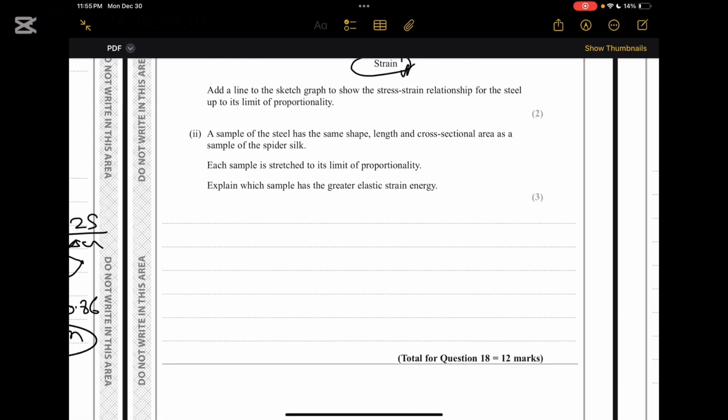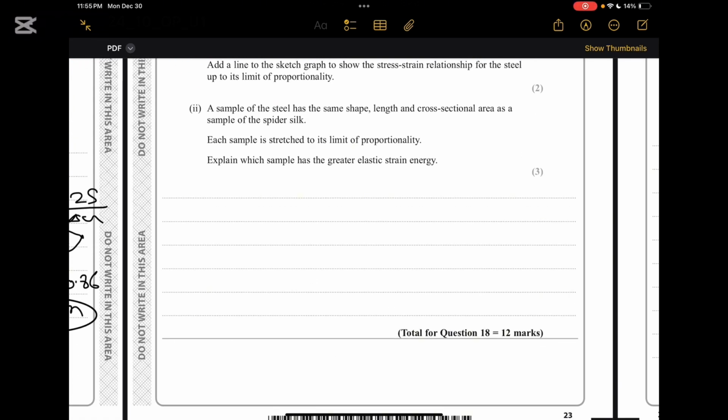Moving forward to the next part, they have said a sample of the steel has the same shape, length and cross sectional area as a sample of the spider silk. Okay, steel and spider silk have the same shape, length, cross sectional area. Each sample is stretched to its limit of proportionality. Okay, explain which sample has a greater elastic strain energy.